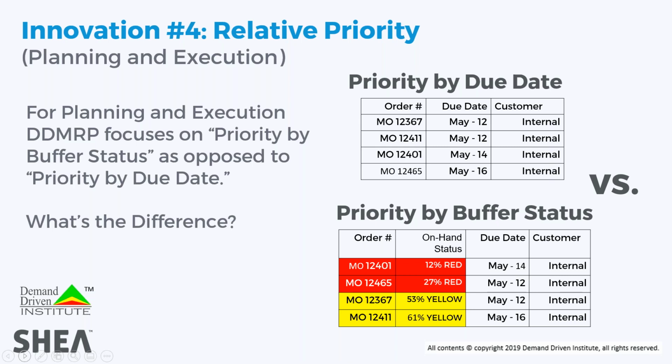However, if we look at priority by buffer status, we can see clearly, comparing our on-hand balance to the buffer, that we're 12% in the red and 27% in the red. In other words, 12% of my buffer remains. And for the second part, 27% of my buffer remains. Both of them in the red zone, both of them critically important. But oh my gosh, the due date for the one that looks to be in the worst shape is May 14th. When we look by due date, that would have been our 3rd priority. But in reality, that should be our 1st priority.